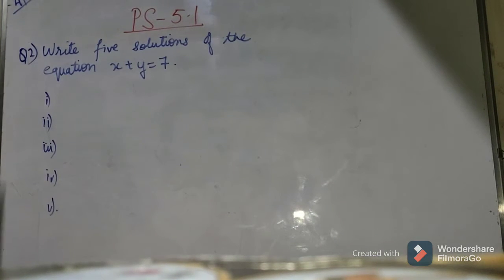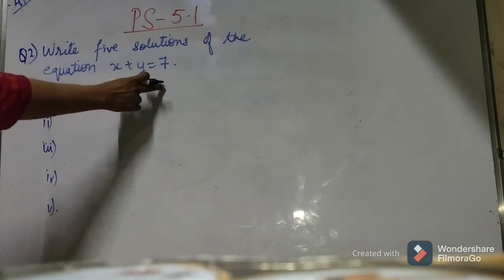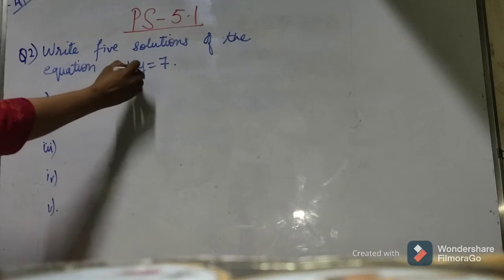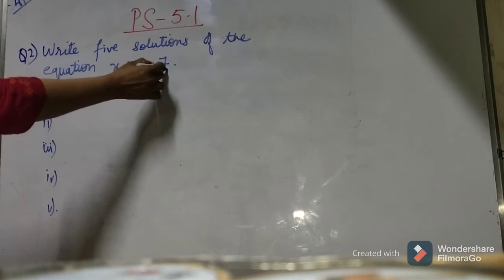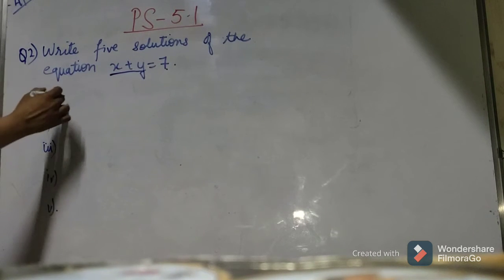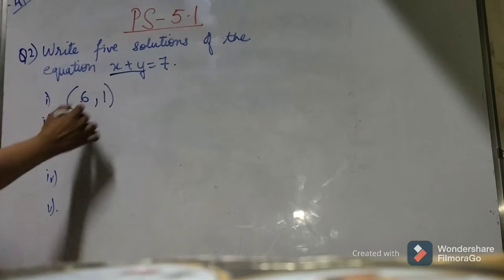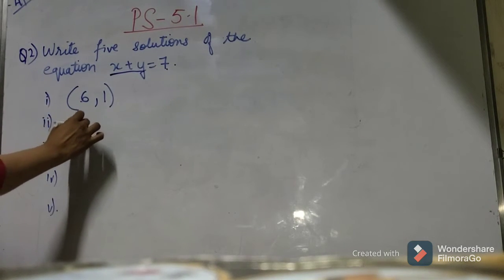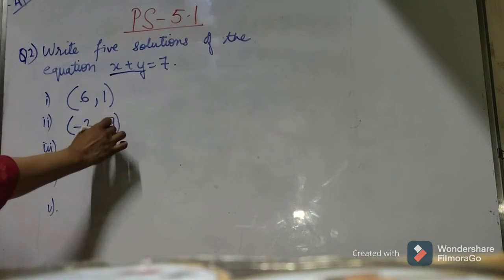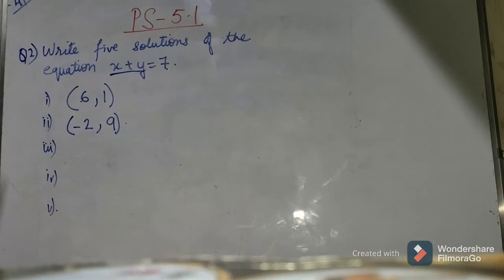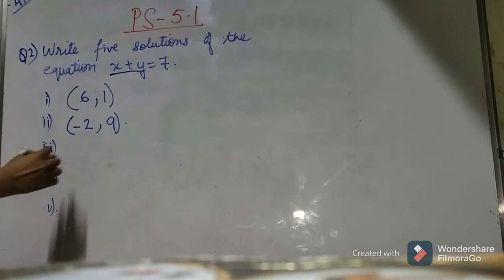Okay, the second question is, write 5 solutions of equation x plus y is equal to 7. Now remember, when you add both these variables, the total should be 7. So what should be the solution? Let us say 6 and 1. So 6 plus 1 is 7. Second, I am taking minus 2 and 9. So 9 minus 2 is again 7.